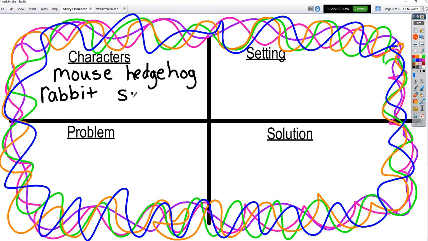Squirrel came to help too, didn't he? And then we had Snake. Good. Did I get all the characters?